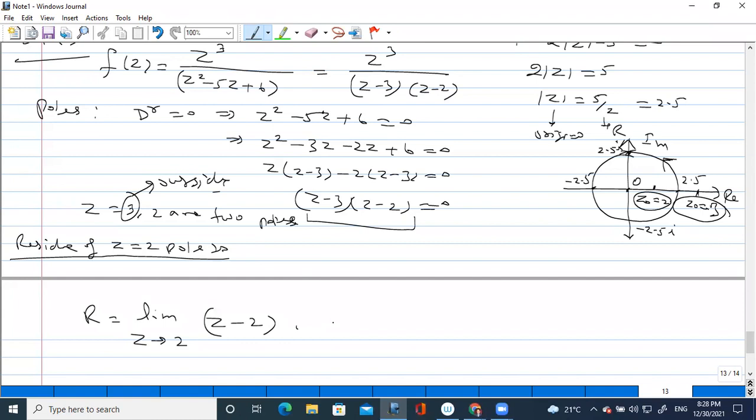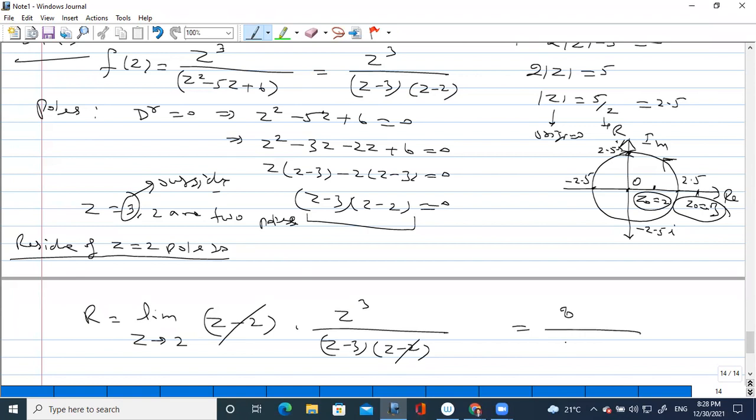So f(z) will be z cube by z minus 3 into z minus 2. So z minus 2 will be cancelled, and then put z equal to 2. It will become 8 divided by 2 minus 3, which is minus 1. So the answer is minus 8. So the integral will be 2 pi i into minus 8, that is minus 16 pi i. Got it? Yes, sir.